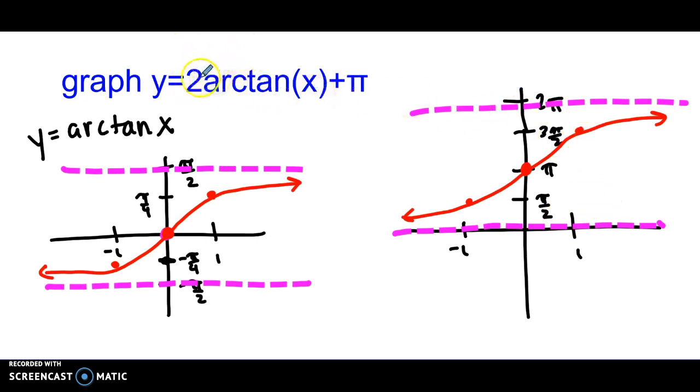We have the transformation of multiplying our y values by 2 and then adding pi. So remember, for my asymptotes, I'm going to multiply those by 2, and then move it up by pi. Okay, so here my new asymptotes are at 0 and 2 pi. And I'm going to do the same thing with these points. I'm going to multiply the current y value by 2, which is 0, and move it up to pi. Same thing here. Multiply the y value by 2, move it up pi units. And this is what I get.